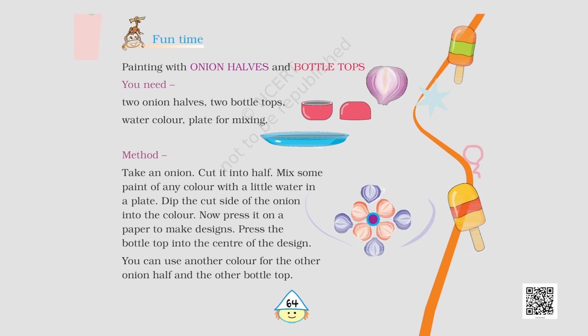What do you have to do? You have to take an onion, 2 bottle caps and some paint. You can cut the onion into 2 halves, dip the onions in the colorful paints and try and create colorful designs in your drawing notebook. Try this out and then show it to your friends when you meet them and see what kind of designs your friends have made.